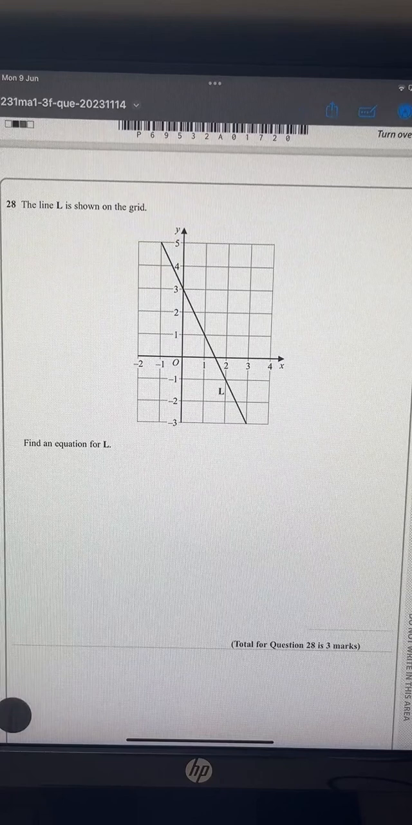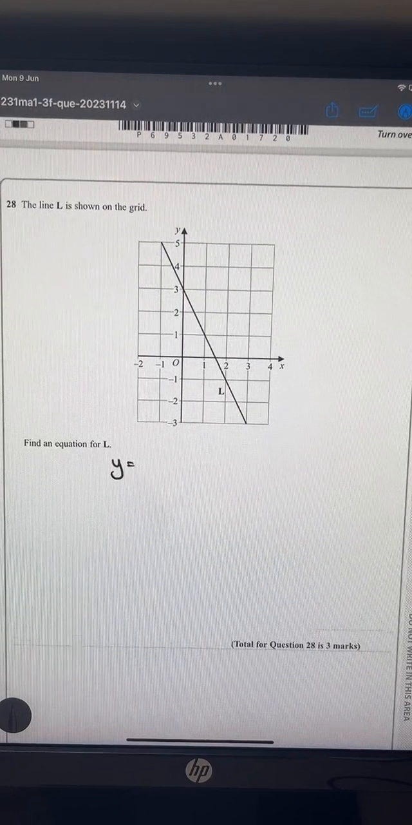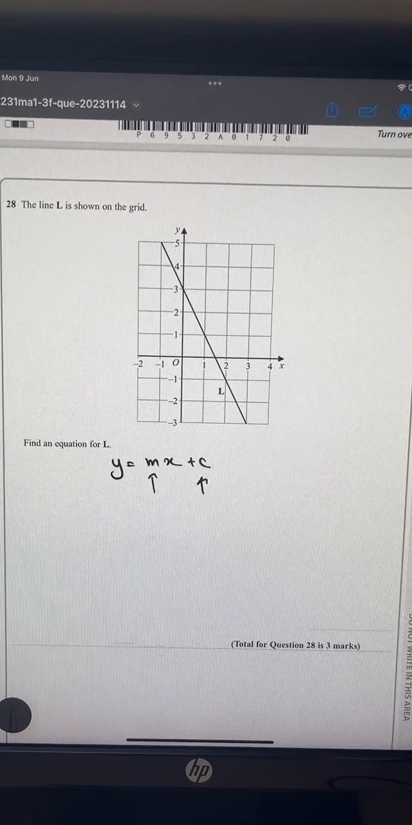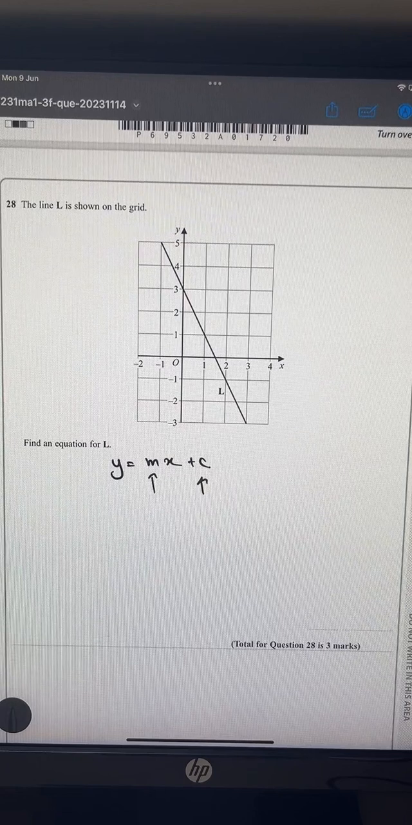Question 28. The line L is shown on the grid. Find an equation for L. So again, start with what you know, right? What is the equation of a straight line? y equals mx plus c. You need to find two things, m and c, right? Because y and x are your variables. They're just there. They're going to always be there, yeah? So m and c are what we want to find. What is m? M is the gradient, right? So we need to find the gradient.